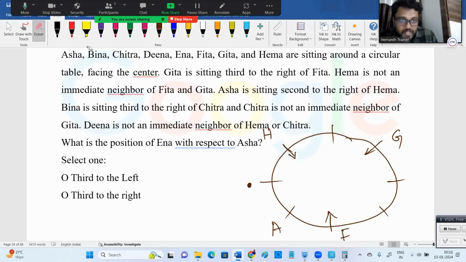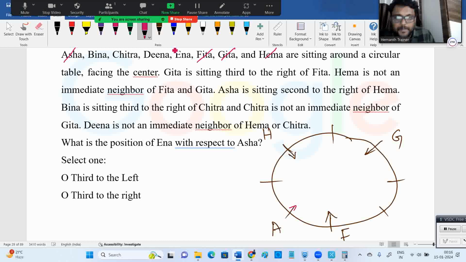We should do trial and error. So can I put Hema here? Hema has 2 places. If I put Hema here, second right Fita is coming, but they said second right to Hema is Asha. So Hema should be here. Fine. So Asha completed, Geeta completed, Fita completed, Hema also completed. Only 4 people completed.